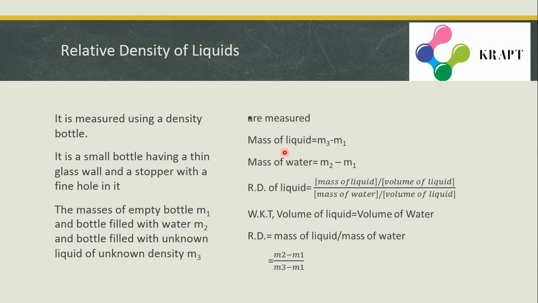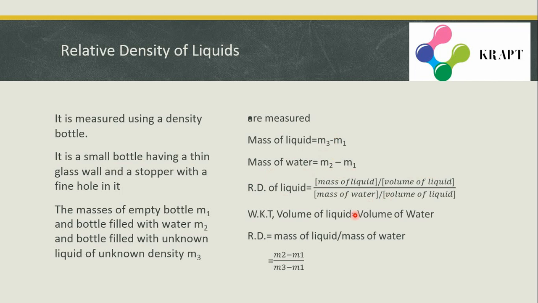So mass of liquid will be M3 minus M1, and mass of water will be M2 minus M1. Because here the bottle's mass is removed and only the mass of liquid and water is retained. Now let us find relative density of liquid. Relative density, as we know, is the density of substance by density of water.